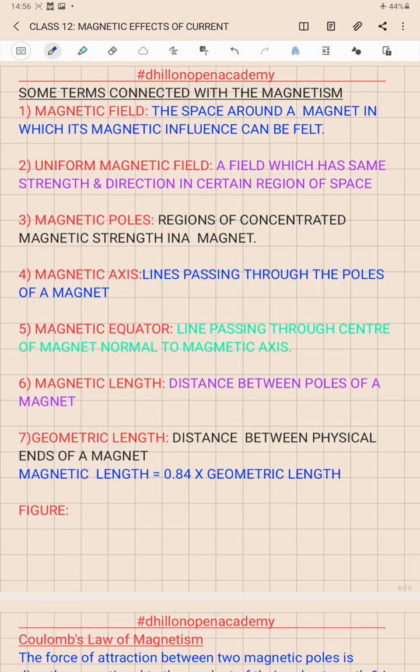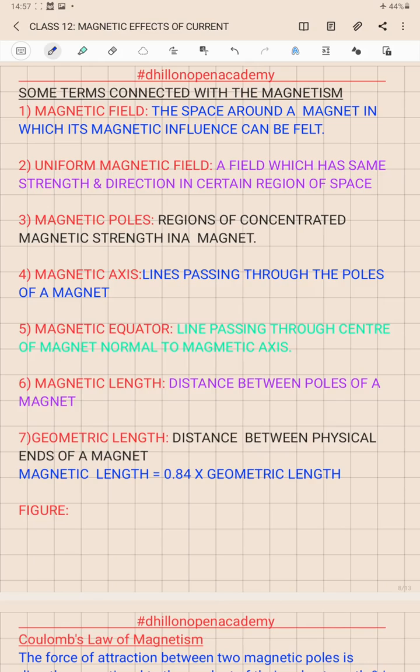First is magnetic field. It is a space around a magnet in which its magnetic influence can be felt. So when a magnet is present, it creates its magnetic field around itself, which can be experienced with the help of another magnet when brought in this magnetic field.